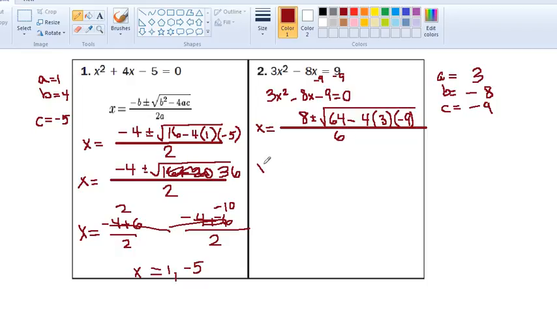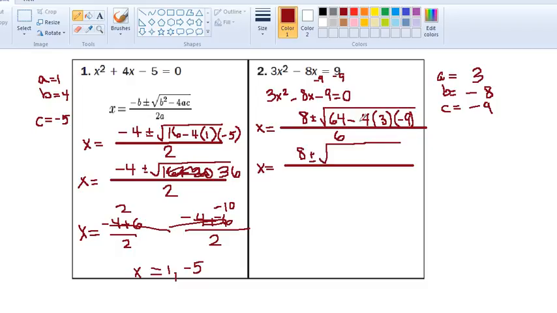So now we take our next step. X equals, let's do the fraction bar again. Probably need a big one, because there's quite a bit of writing here. All right, so we've got to really deal with the radical now. So we're going to leave this alone. 8 plus or minus square root.